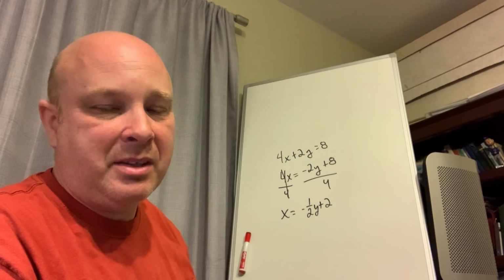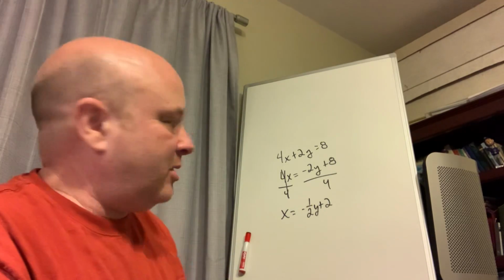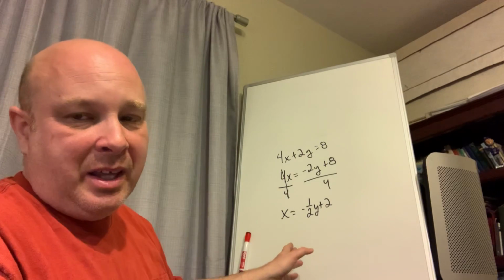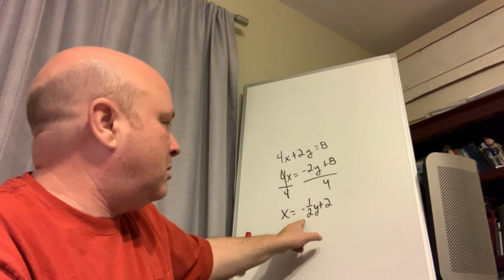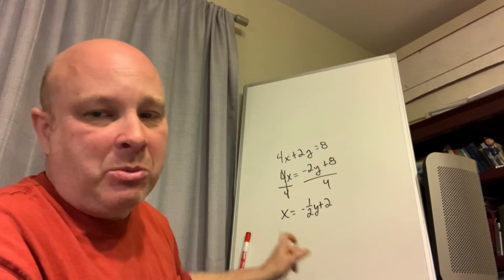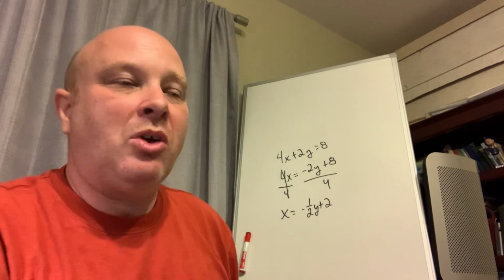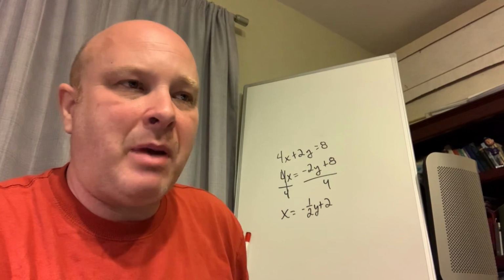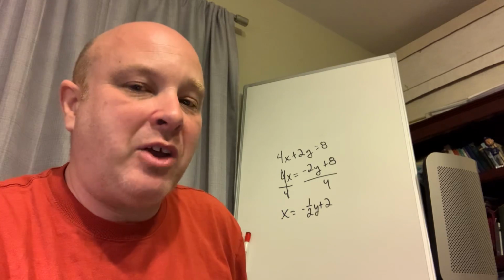All right, see what I did there? Now what we're saying, and what this is called, is we're expressing x in terms of y: negative 1/2 y plus 2. So sometimes on a test like the SAT, they might say, express this value in terms of x.